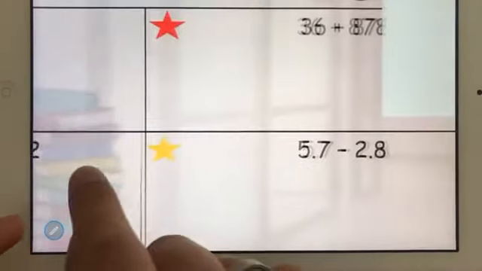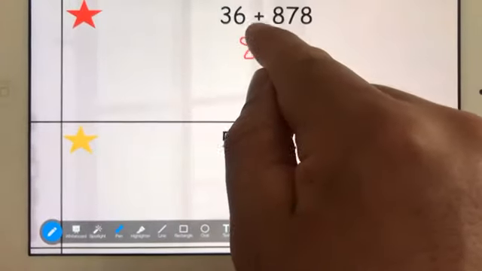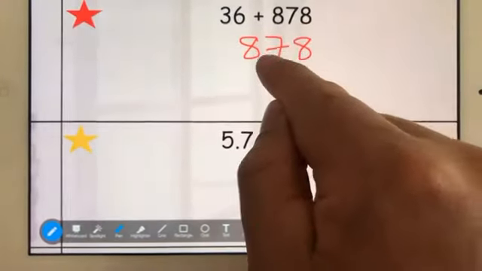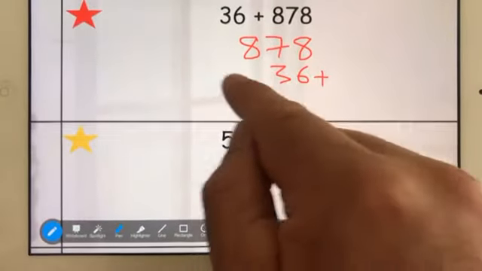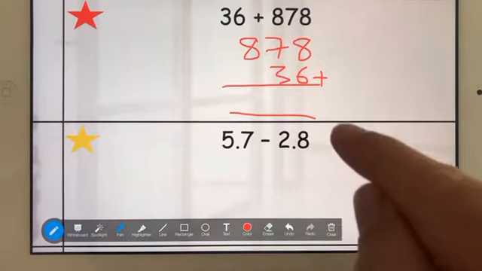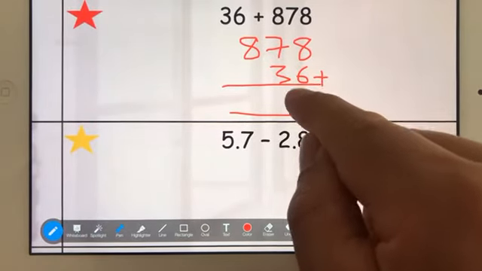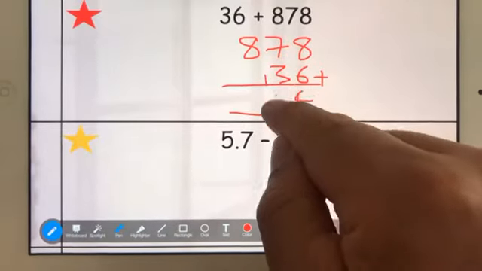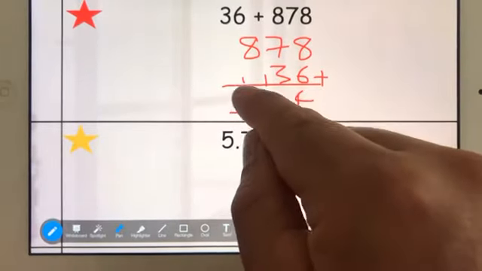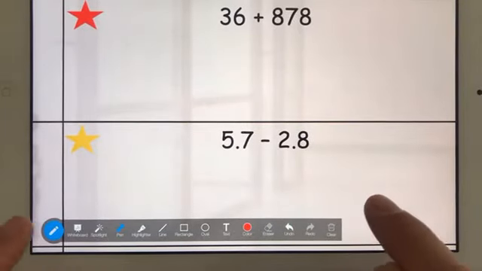Next one. 36 plus 878. Set it up with column addition. Even if you feel like you can do this in your head, always follow column addition anyway if you've got pen and paper in front of you. 8 plus 6 is 14. 7 plus 3 plus 1 is 11. 8 plus 1 is 9. 914. 1 point.